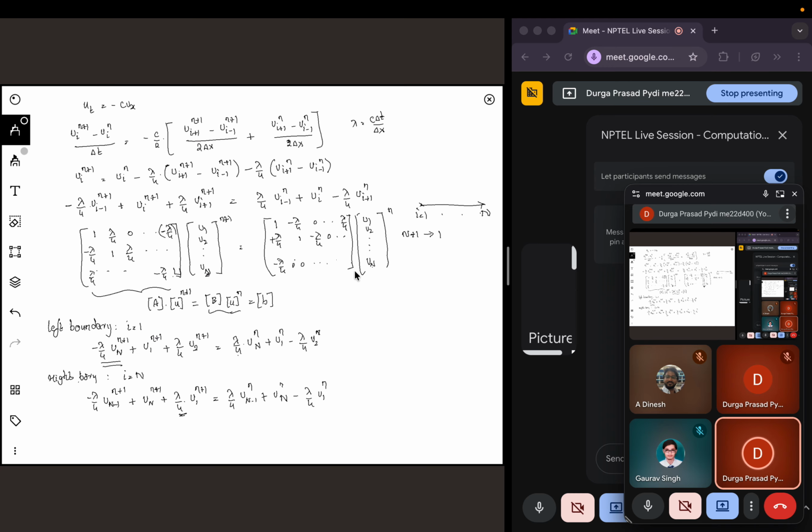Everything else is zeros, and we have plus lambda by 4 and 1 coming for un, and un minus 1 is lambda by 4. That is coming here, and the contribution from u1 is adding this extra term lambda by 4 here. So these terms are the additional terms that are added because of the periodic boundary conditions.